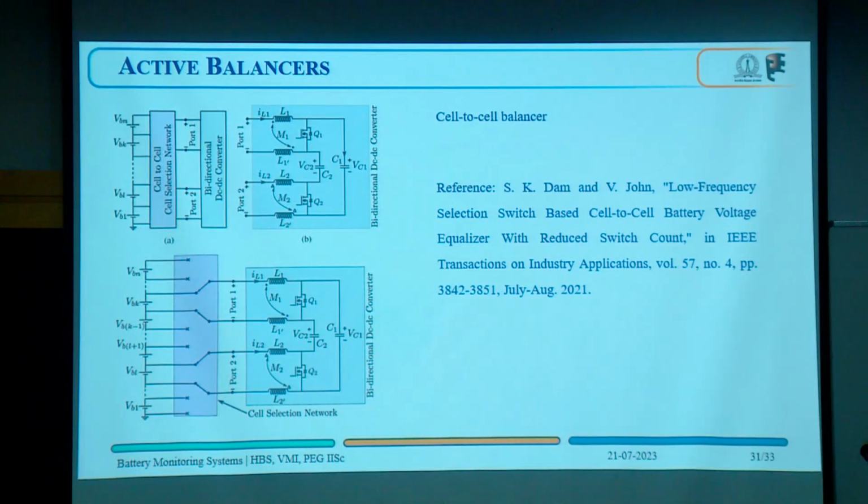Then there is the cell to cell balancer. This is again taken from a reference; Professor Vinod's student has worked on it. This has a cell selection network. Based on some detection algorithm, the overcharged and undercharged cells will be identified, and the charge from that cell to a particular cell will be transferred by selecting which cell we want to equalize. So any cell to any cell.